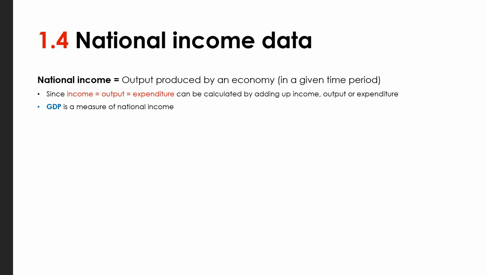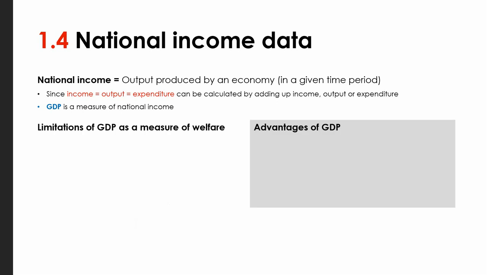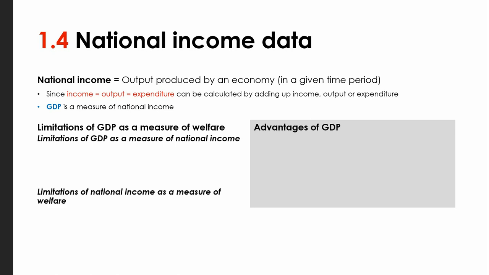GDP, gross domestic product, is the most common measure of national income. And as a measure of national income and as a measure of welfare, it has some pros and cons. GDP is the main way in which we measure the health of an economy, but we need to know some advantages and disadvantages of that. The limitations of GDP as a measure of welfare boil down into two things. They boil down into the limitations of GDP as a measure of national income and the limitations of national income itself as a measure of welfare.